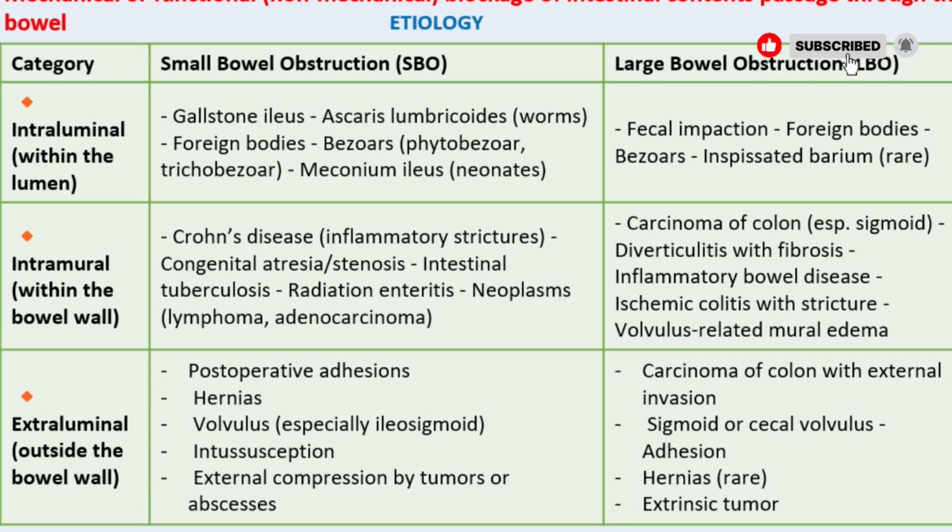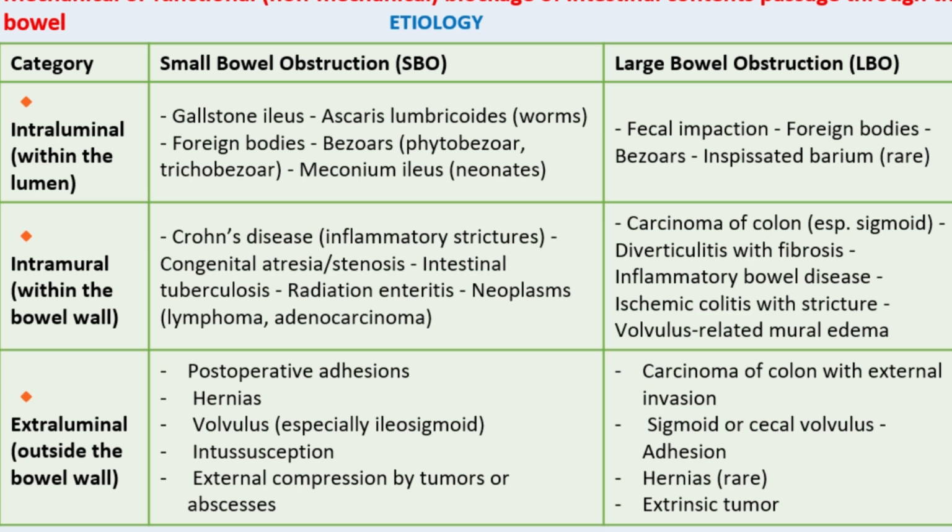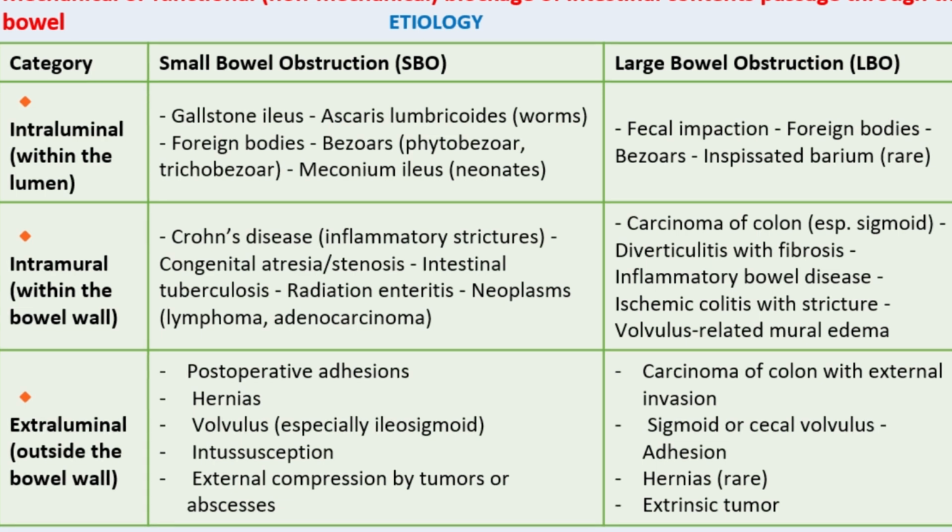Then, when we go to the extraluminal causes, the ones that affect the small bowel can include adhesions, which can be postoperative, hernia, volvulus, intussusception, as well as external compression by other tumors or abscesses. Then for the large bowel, the causes of obstruction that are outside the bowel can be carcinoma of the colon with external invasion, sigmoid volvulus, which is when there is twisting of the large bowel, adhesions, hernias, as well as other extrinsic tumors.